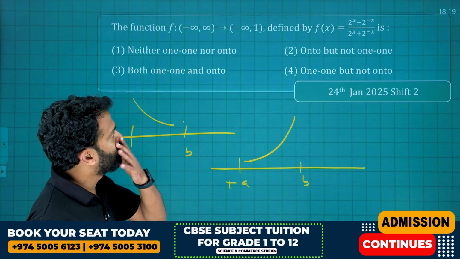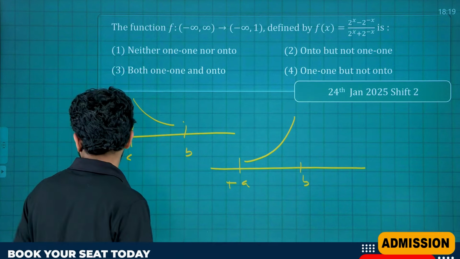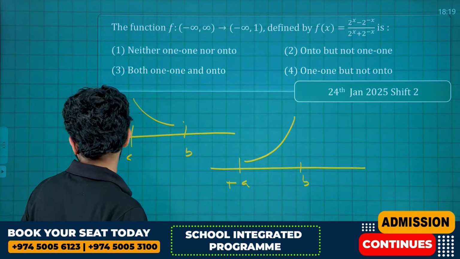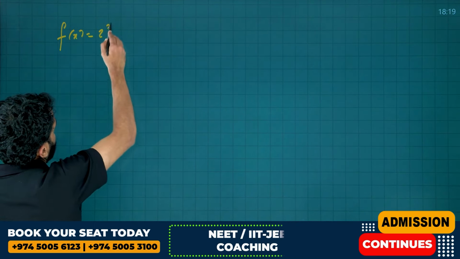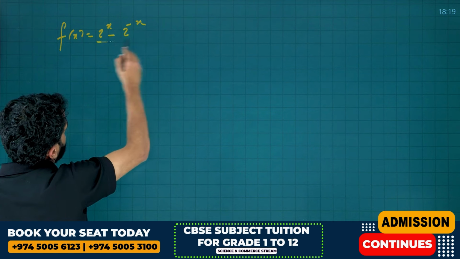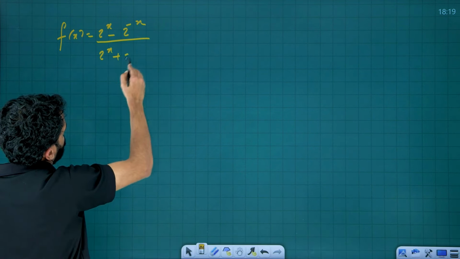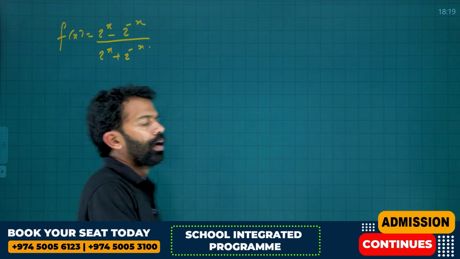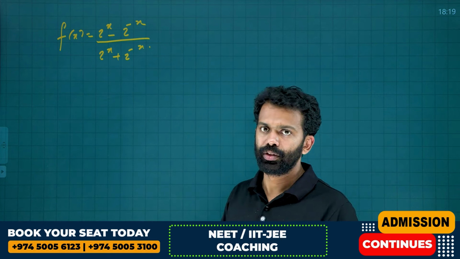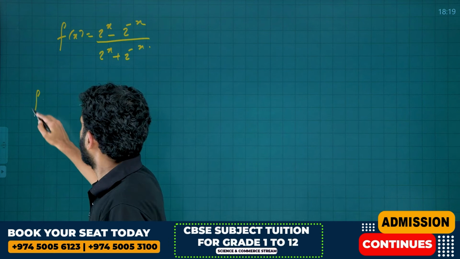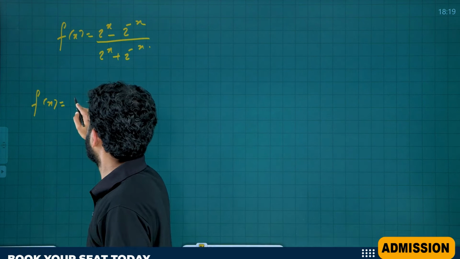Okay, so let's formulate the function here, that is f of x is equal to 2 raised to x minus 2 raised to minus x divided by 2 raised to x plus 2 raised to minus x. We need to differentiate it. Before that, we need to simplify the function. So, it will be like f of x is equal to 2 raised.